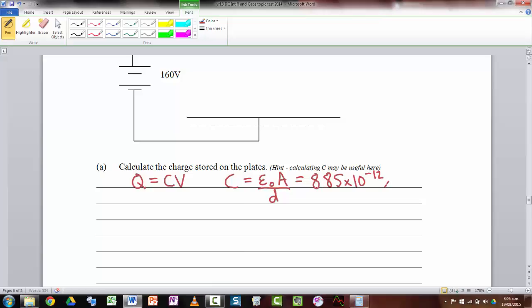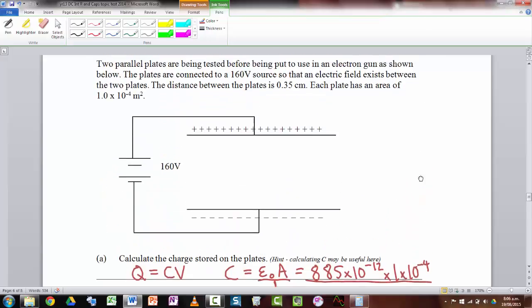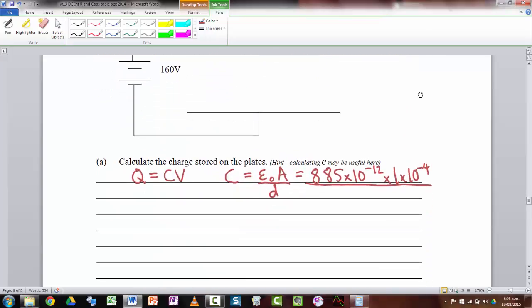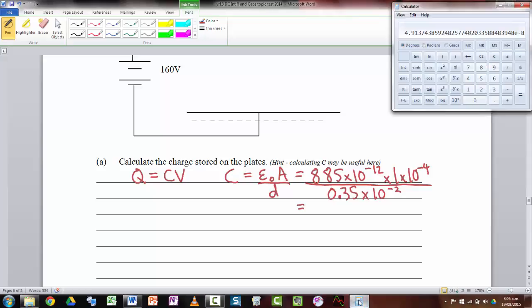And then multiply that by the area, which is 1 times 10 to the negative 4. And then divide by the distance between the plates, which, let me just remind myself, was 0.35 centimeters. So 0.35 centimeters is 0.35 times 10 to the negative 2. Okay, and that should give us the capacitance.